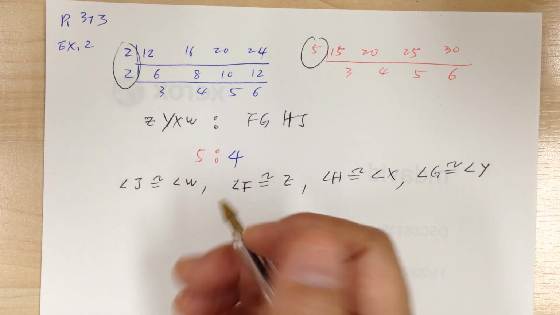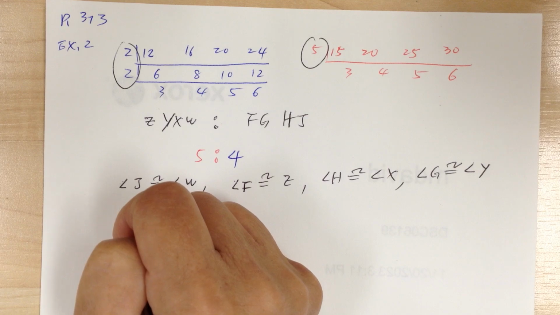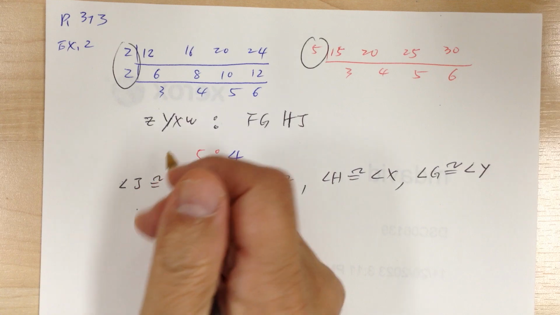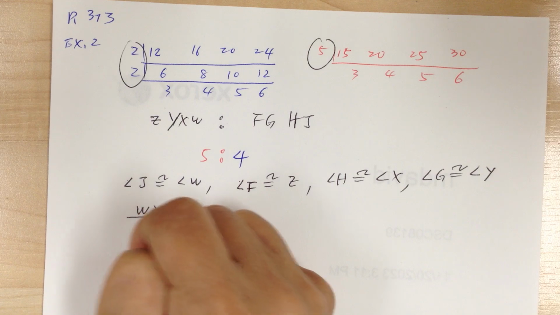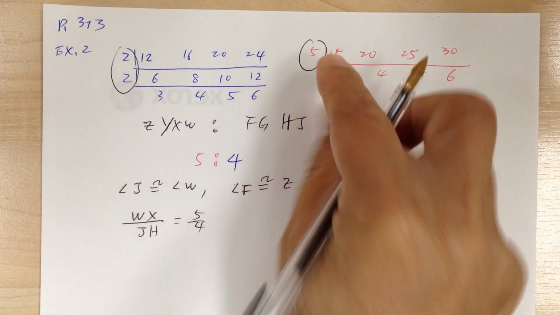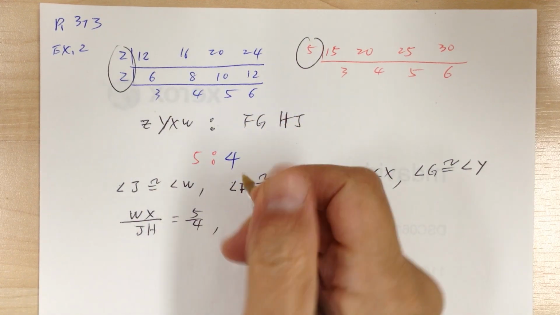If you want to write the matching parts, you can just do what the book says, matching up each time. Again, I like to do it in order, from the lowest to highest, from the shortest to the longest. So the shortest one would be WX over JH equal to 5 over 4, or 15 over 12, which is 5 over 4.